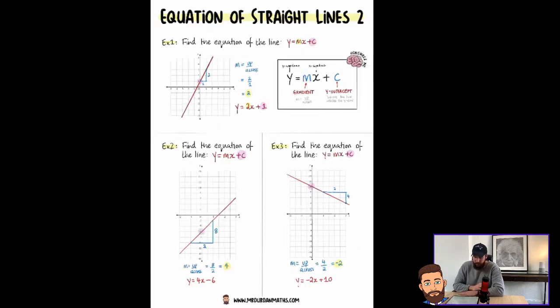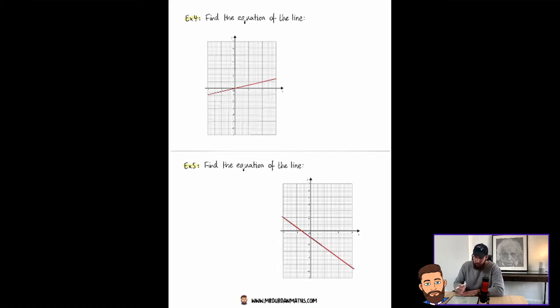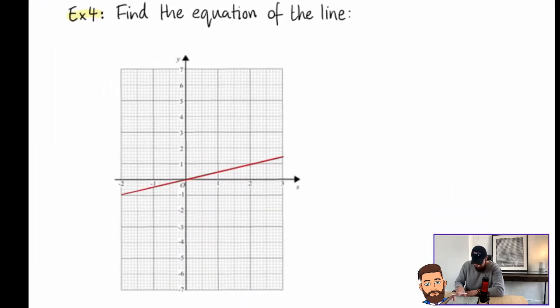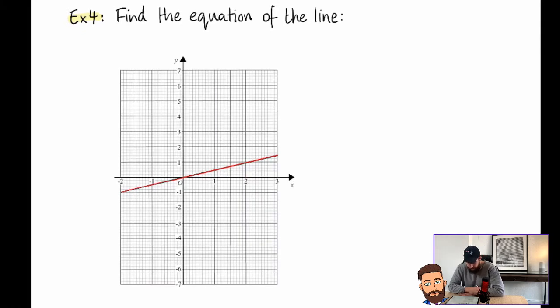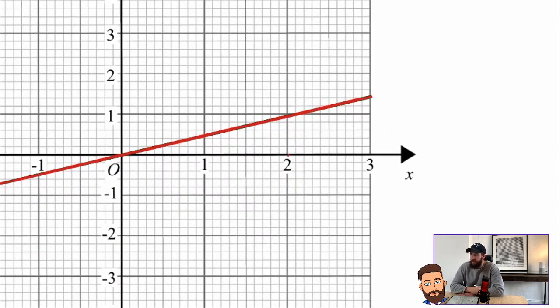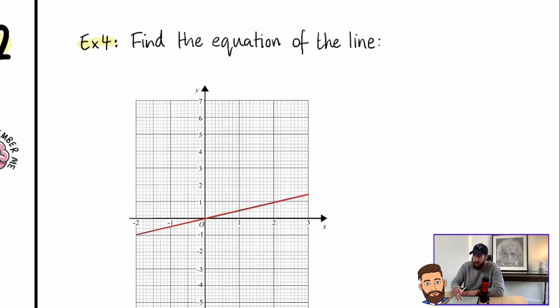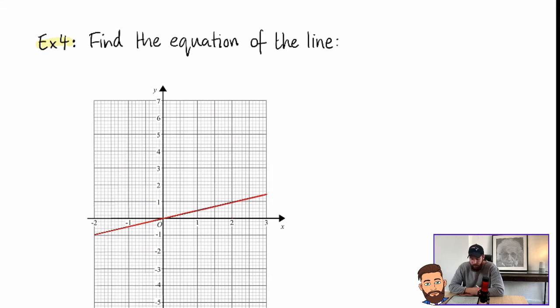Okay, so that takes us on to example 4 and 5, where I've just put in here some different grids where it might be a little bit harder for you to identify, and a lot of students find these grids harder to see, and sometimes I do as well, because you've got the tiny little squares in the background. But if we stick to our methods, we should be fine. What's it asking for? It's asking for the equation of the line. So that means we know the equation of a straight line is y equals mx plus c.